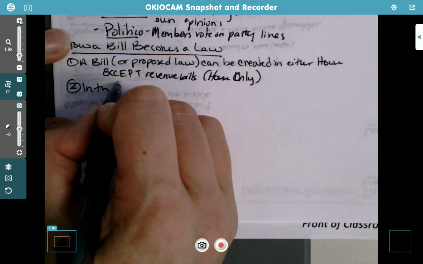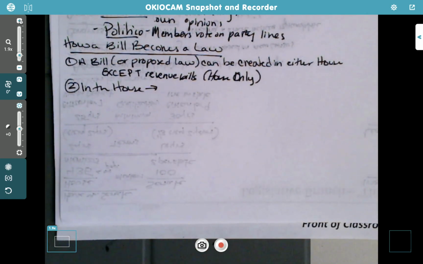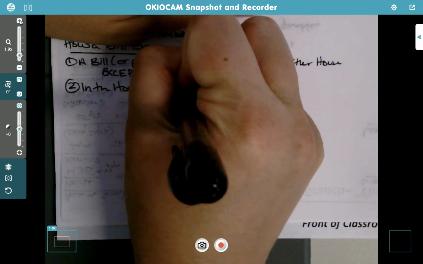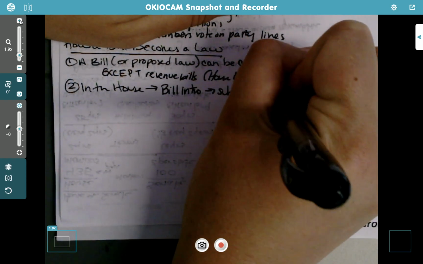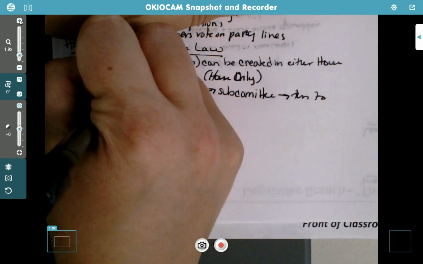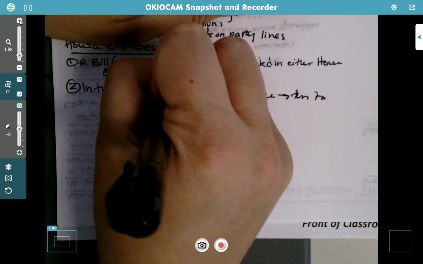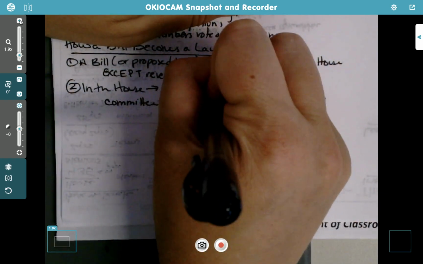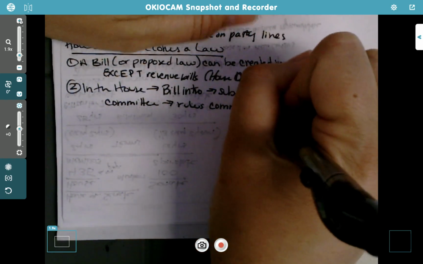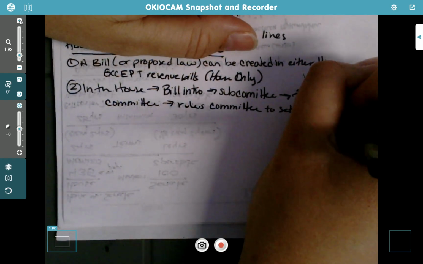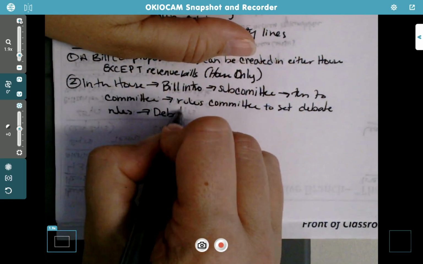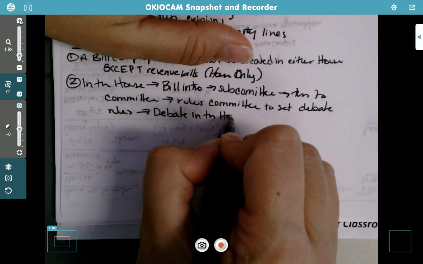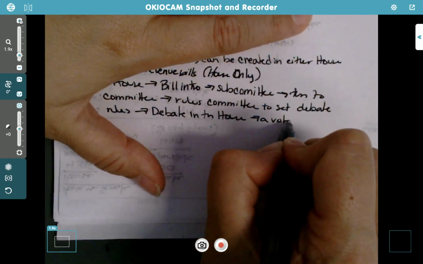in the House. Okay, this is how a bill becomes a law. So in the House, this is how it goes. Bill intro. Arrow. Subcommittee. Arrow. Then to committee. Arrow. Rules committee to set debate rules. Arrow. Debate in the House. Arrow. A vote is taken.